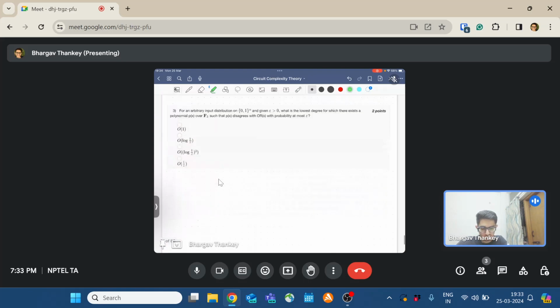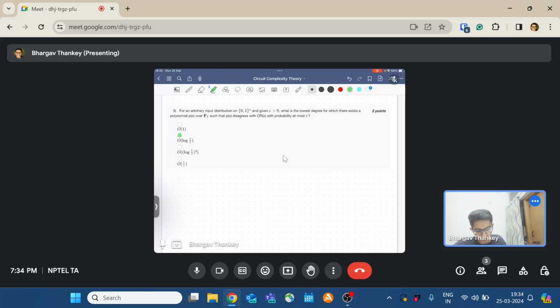Okay, so the next problem is: for an arbitrary input distribution on 0,1 to the n, and given epsilon greater than 0, what is the lowest degree for which there exists a polynomial p(x) over F3 with error probability at most epsilon? The options are order 1, order log 1 over epsilon, order log 1 over epsilon squared, and order 1 over epsilon. So which of these is correct? Okay. So it's order log 1 over epsilon, I think. Yeah, but let's work it out.